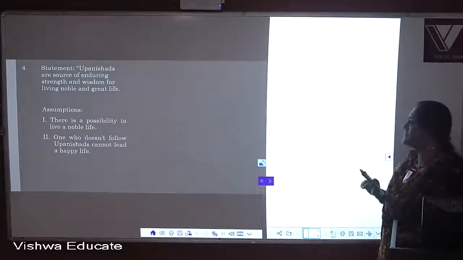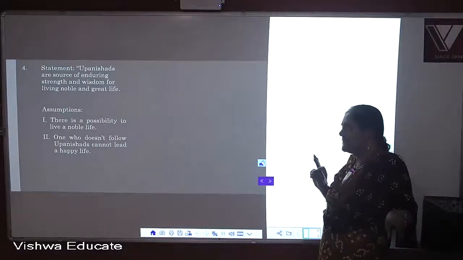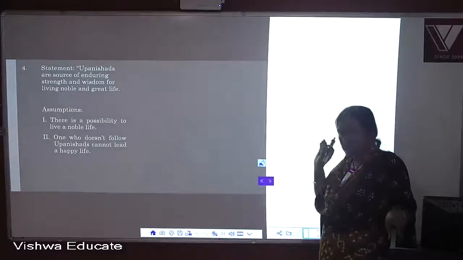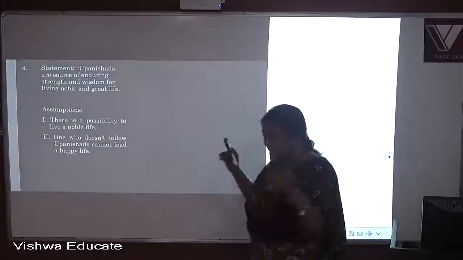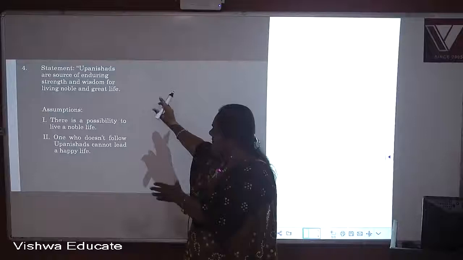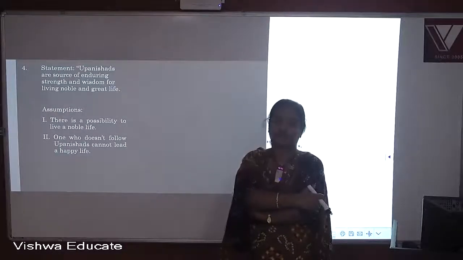They are the assumptions. Number one, there is a possibility to live a noble life. One who does not follow Upanishads cannot lead a happy life. Now, read it for a few seconds, understand it, and try to relate it to the statement and think whether these are hidden parts of the statement or not.